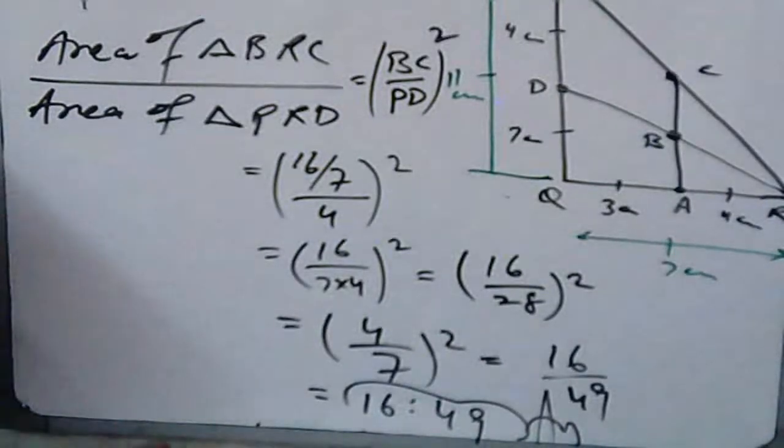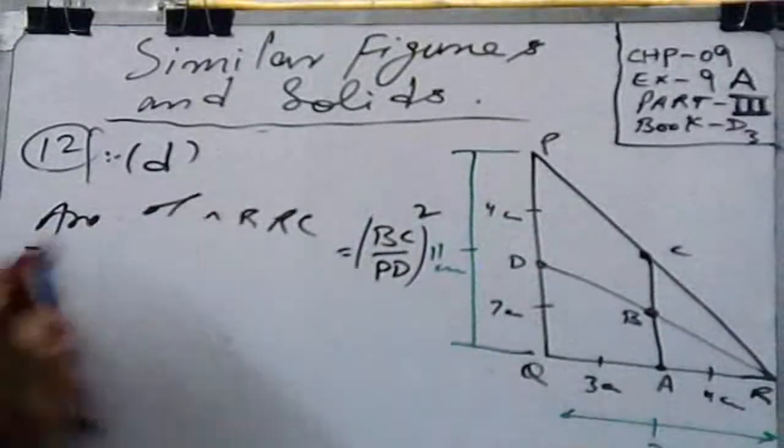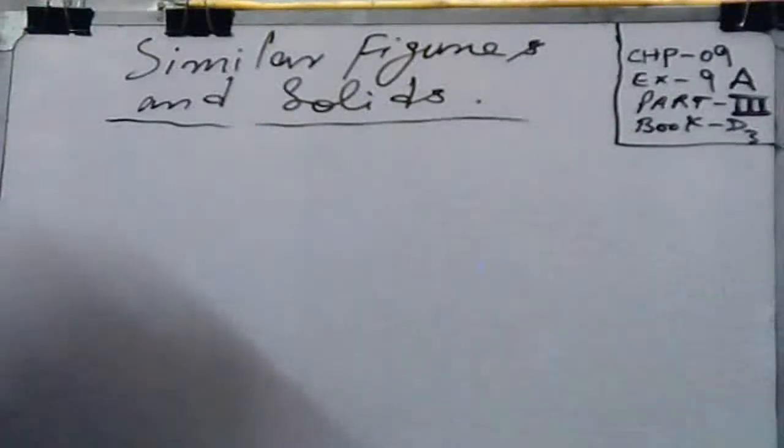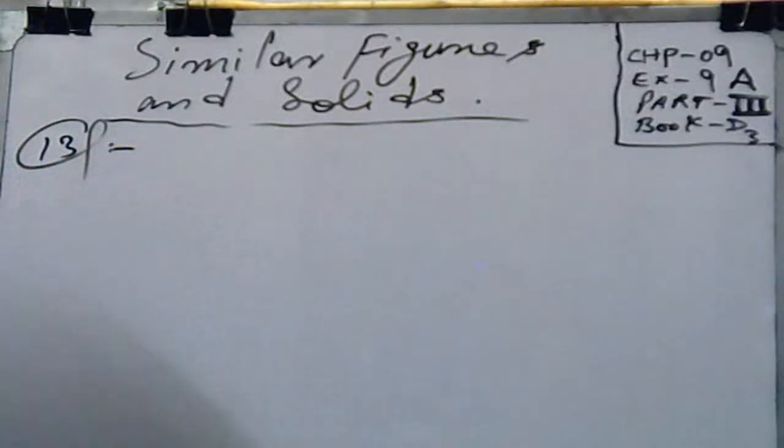Now coming to question number 13. Read the statement. In a diagram, PQ is parallel to AC, and given that BQ is 4 cm and BC is 10 cm, then how can we find in A part the area of triangle ABC?